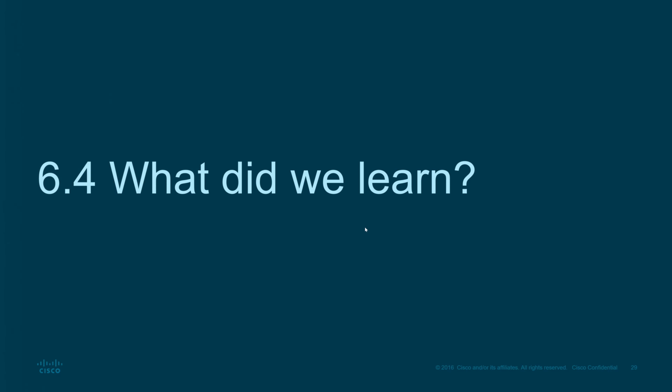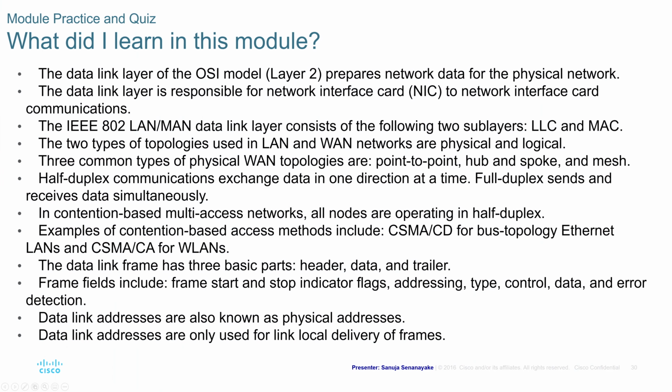So what did we learn in this lecture? For your quiz or the module exams for Cisco NetAcad, what you need to remember from this lecture is the data link layer of the OSI model. It prepares network data for the physical network, and the data link layer is layer 2 of that OSI model. The data link layer is responsible for network interface card, or NIC, to NIC communications. So a NIC to NIC communication is facilitated by the data link layer.